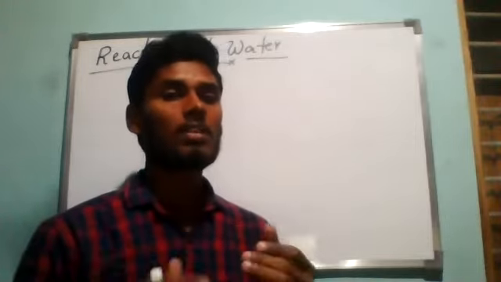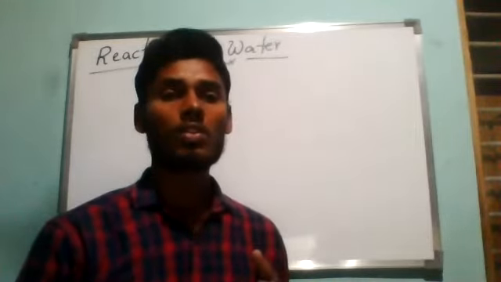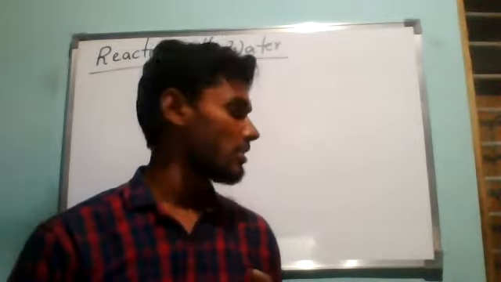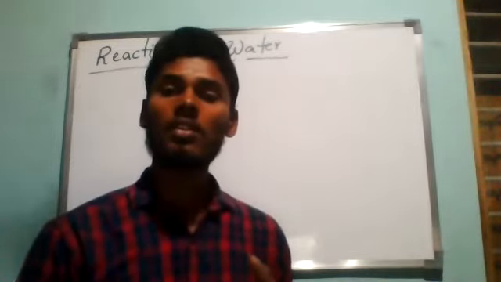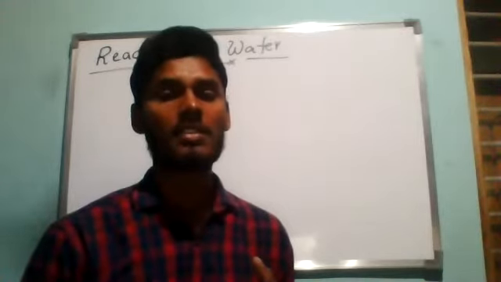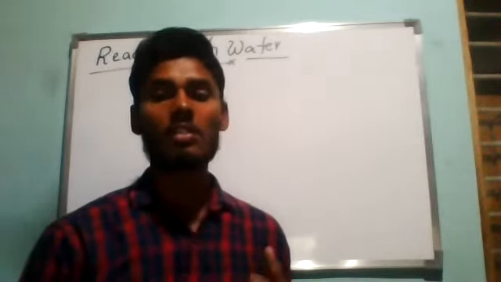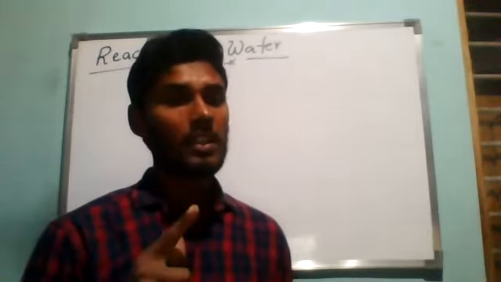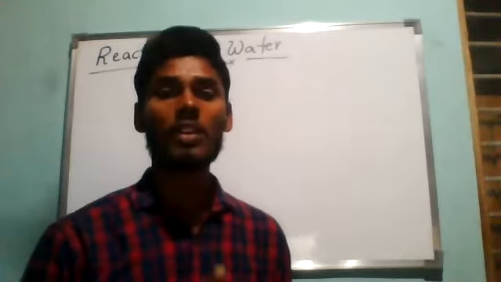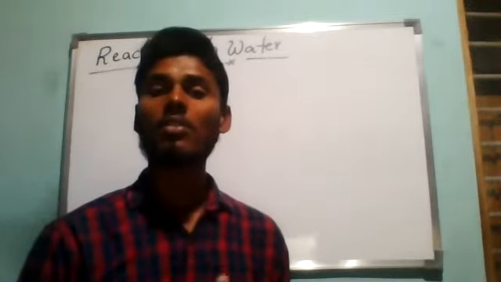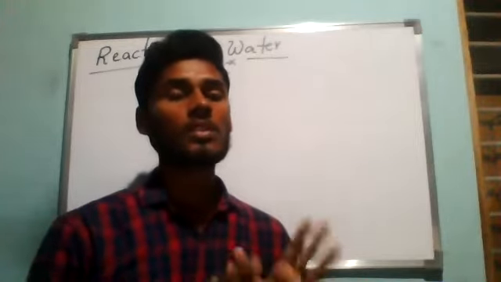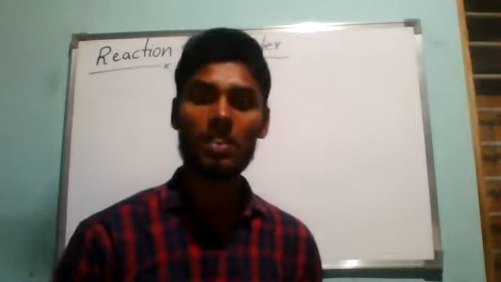If we take a base, magnesium hydroxide, the name of the metal present here is magnesium. Like that, if we take sulfur, a non-metal, sulfurous acid, we have seen that reaction also. Sulfur is the non-metal. Like that, if we take calcium hydroxide, calcium is the metal. If we take sulfuric acid, sulfur is the non-metal. So like this, metals are present in bases and non-metals are present in acids.